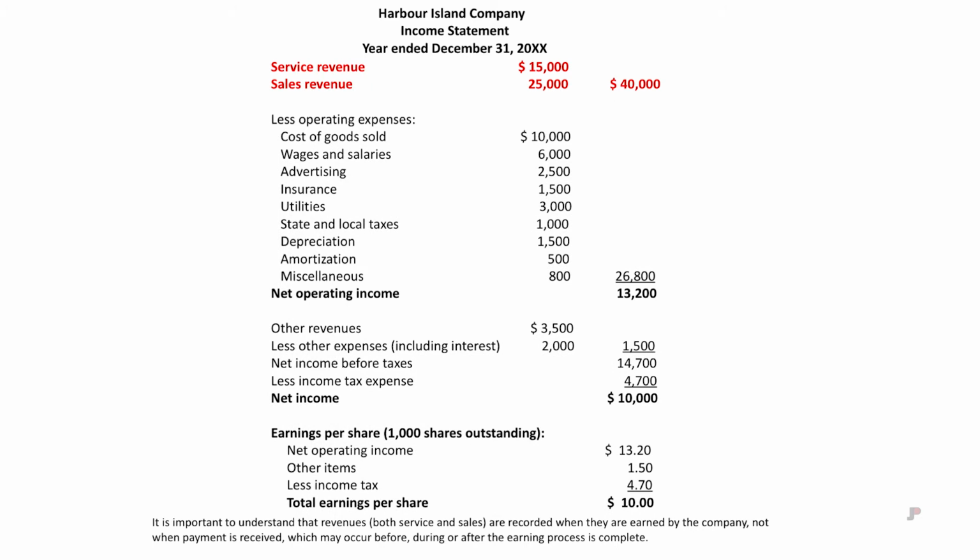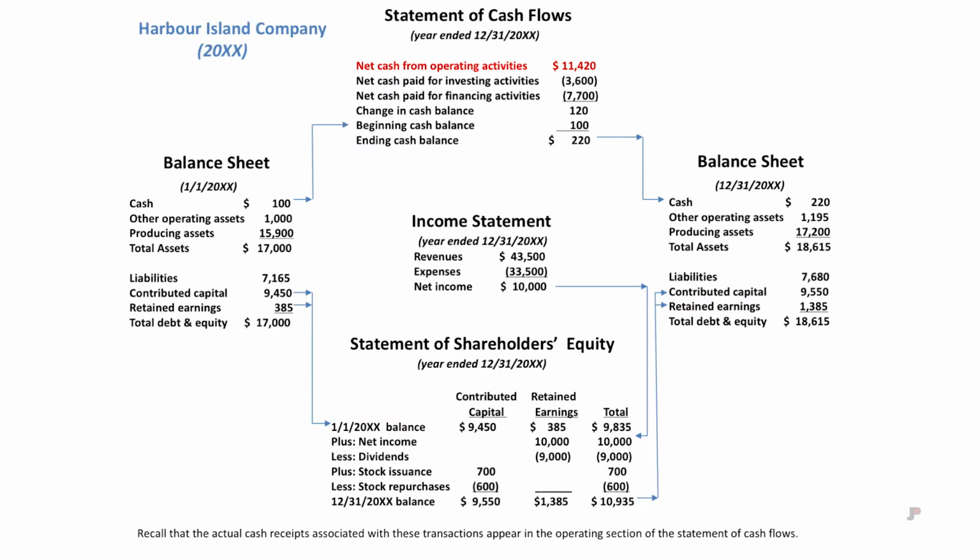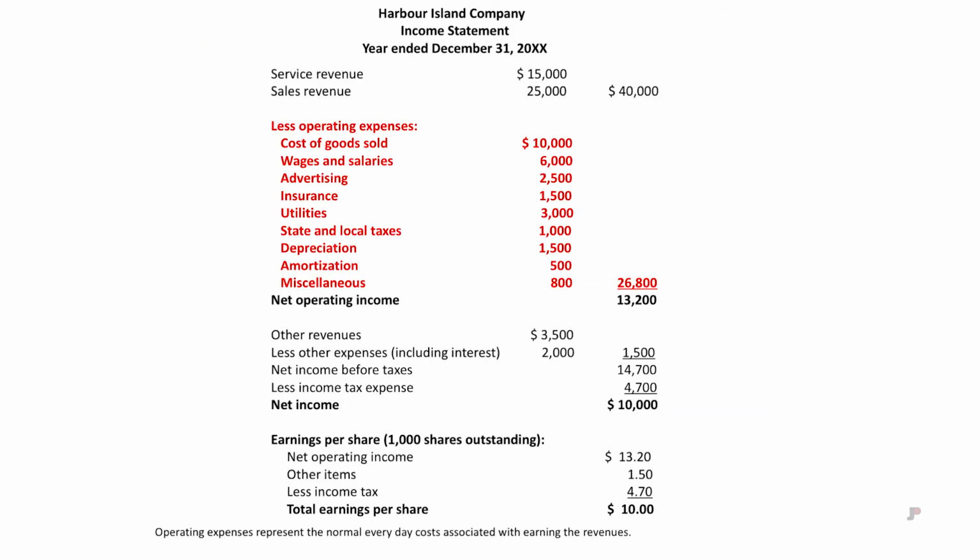It is important to understand that revenues, both service and sales, are recorded when they are earned by the company, not when payment is received, which may occur before, during, or after the earning process is complete. Recall that the actual cash receipts associated with these transactions appear in the operating section of the statement of cash flows. Operating expenses represent the normal everyday cost associated with earning the revenues.